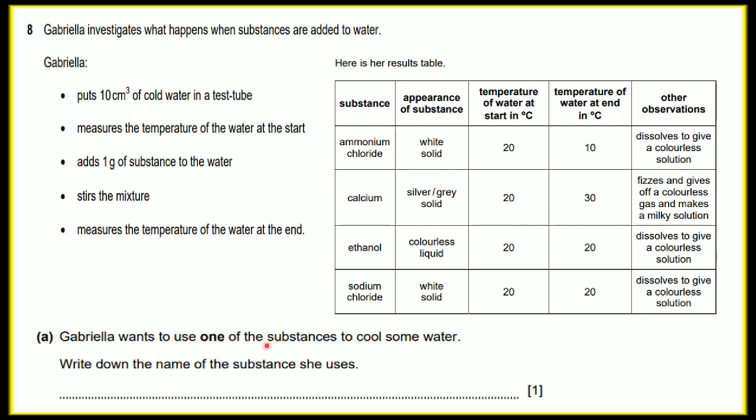Gabriel wants to use one of the substances to cool some water. So which one is the endothermic reaction? That is the one that made the temperature drop. That would be ammonium chloride. The temperature at the start was 20. After the reaction, the temperature dropped to 10. So what material is ammonium chloride?